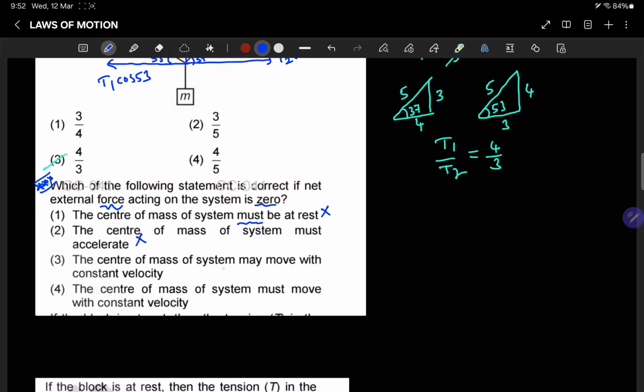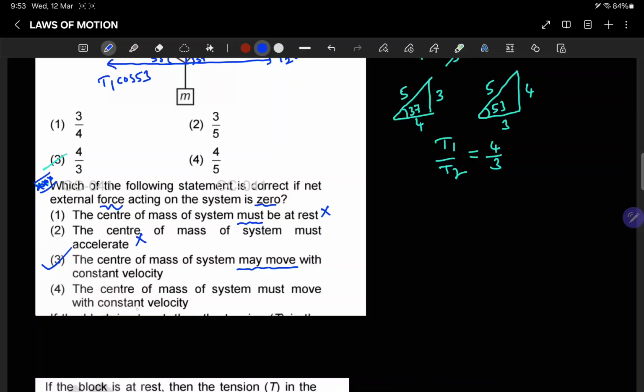Now, center of mass of the system may move with constant velocity. Yes, "may move with constant velocity" is correct. Constant velocity means acceleration is 0, so net force is 0. "May" is a possibility condition, whereas "must" means wrong. So where "may" is given, it is correct.